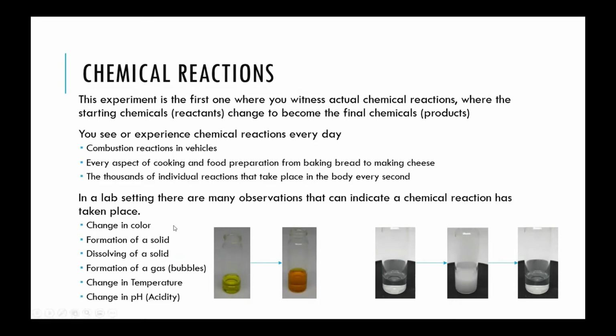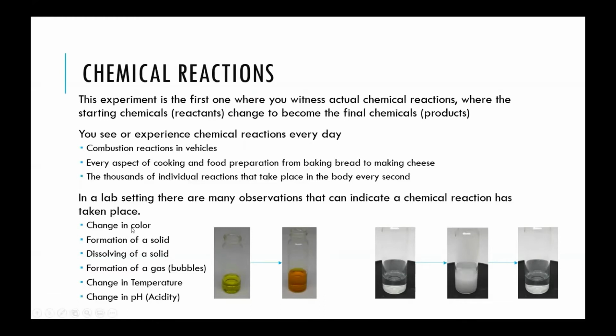So some of these things are a change in color. In this example, it's going from yellow to orange. The formation of a solid. So you mix two liquids together and you get a solid, a precipitate. Or the dissolving of a solid. You have a solid and you add a little bit of some type of liquid and the solid completely goes away. There's the formation of gas.